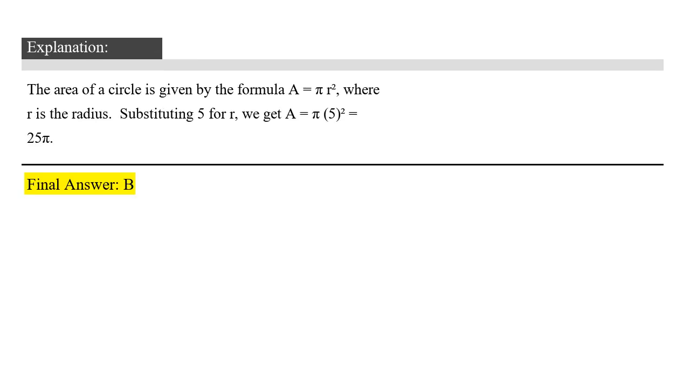The area of a sector is a fraction of the area of the whole circle, equal to the measure of the central angle over 360 times pi r squared. Substituting 5 for r, we get a equals pi times 5 squared equals 25 pi.